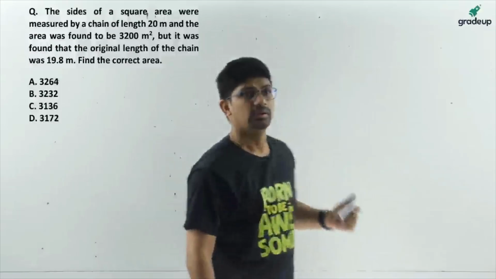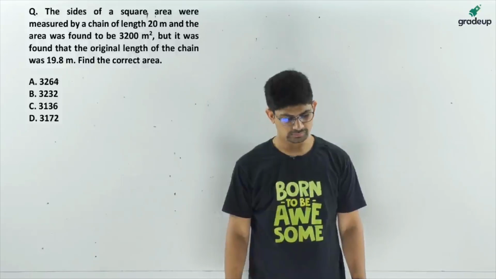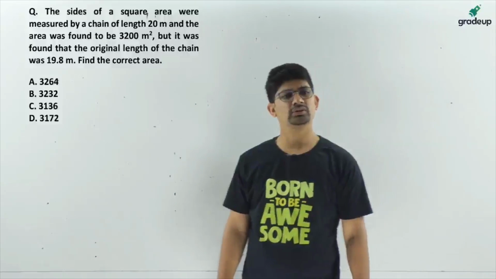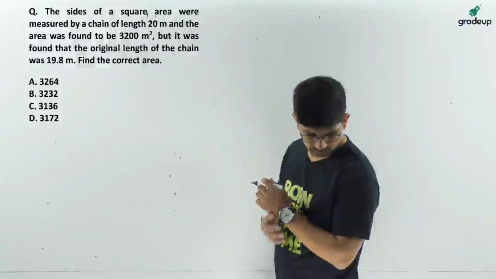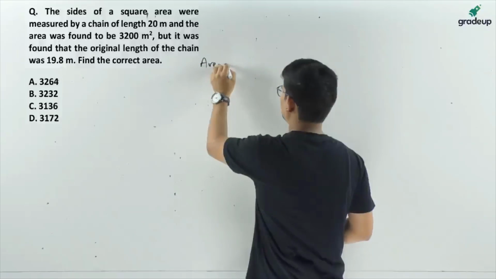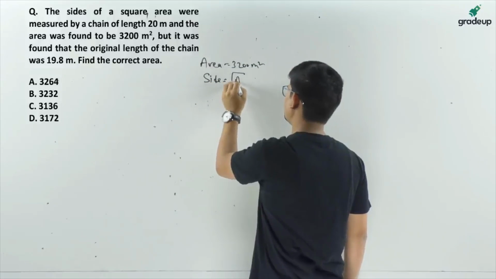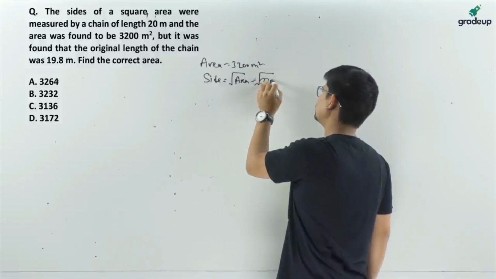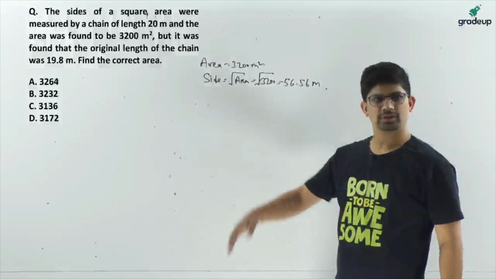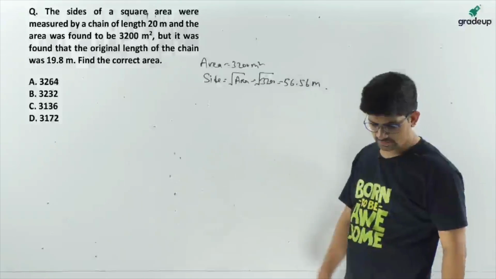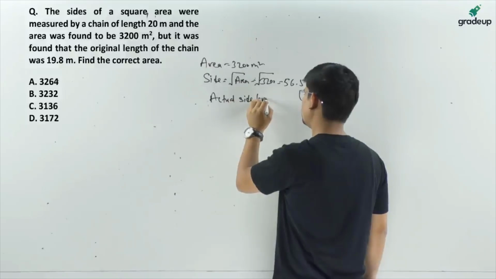Now next question. The side of a square area was measured by a chain of length 20 meter and the area was found to be 3200 meters square. But it was found that the original length of the chain was 19.8. Find the correct area. Okay, so here area is provided to you, that is 3200 meters square. So if I calculate the side, it is under root of area, that is under root of 3200, that is 56.56 meters. Okay, so from the given information I have calculated the side, but this is incorrect.